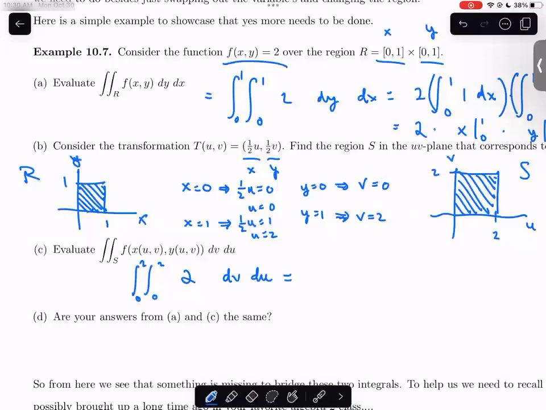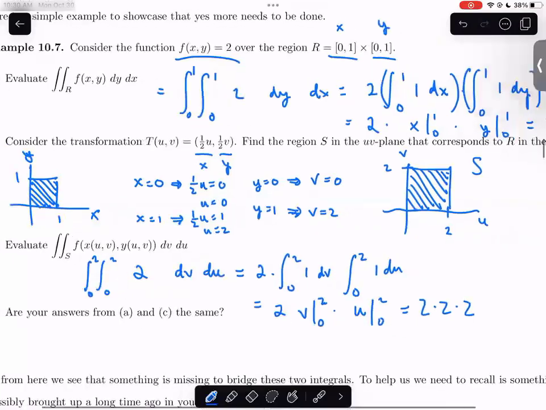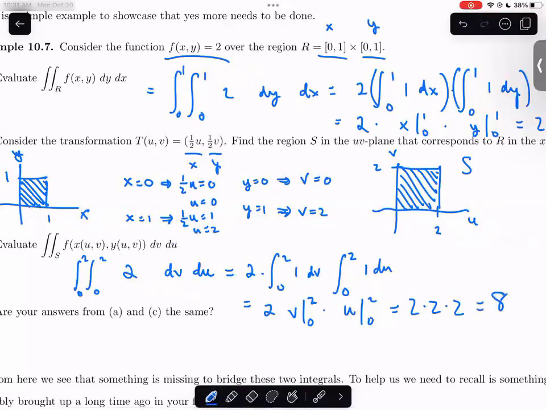So now when I calculate this integral, and again, you can split this up, we can do 2 times the integral from 0 to 2 of 1 dv, and the integral from 0 to 2 of 1 du. And so when I integrate these things, I get 2 times 2 times 2, which ends up being 8.